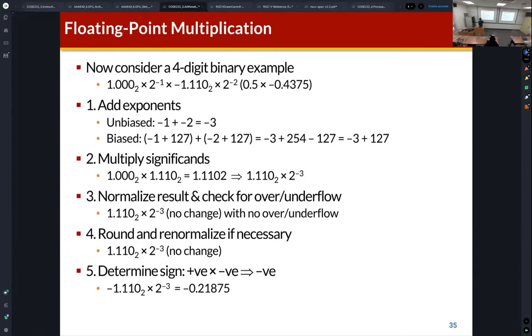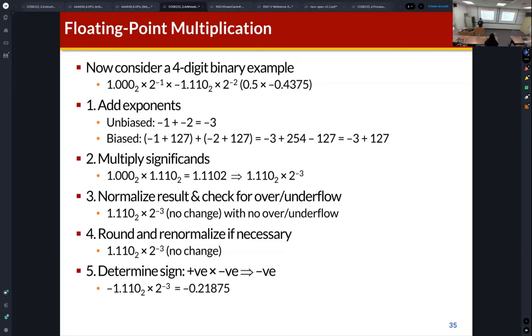If we see the required steps for floating point multiplication and floating point addition, you can find that floating point addition requires four steps, and floating point multiplication requires five steps. But the last step is very simple, right? We just check the sign bits of two operands. So we can say that floating point operations usually require these four steps.